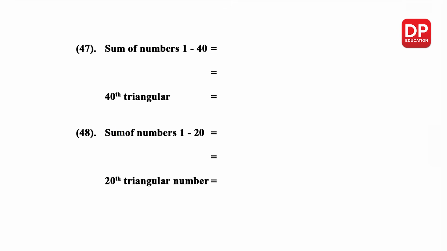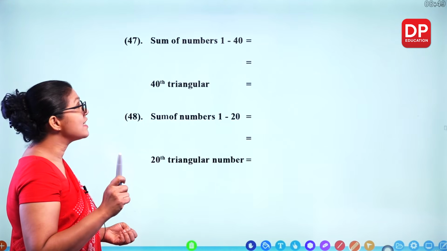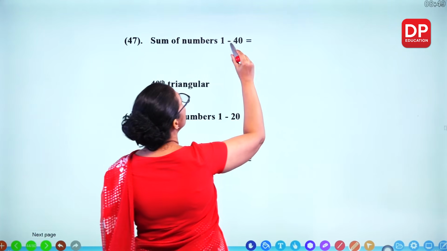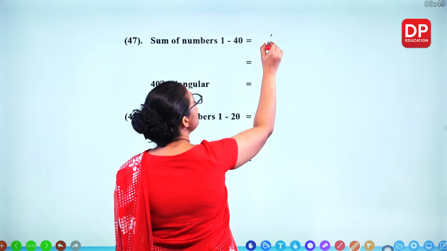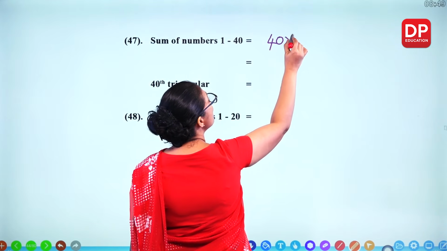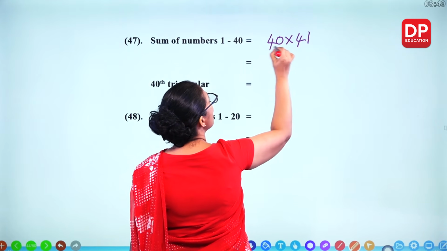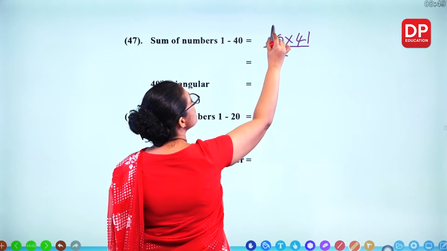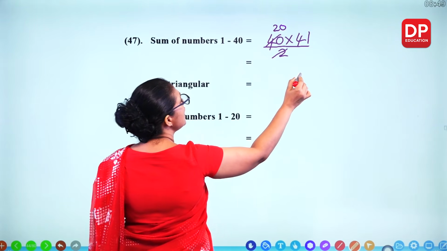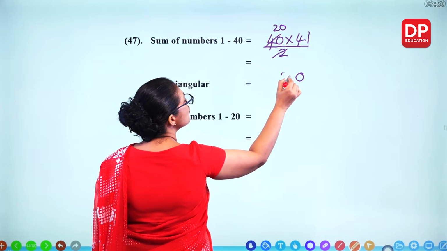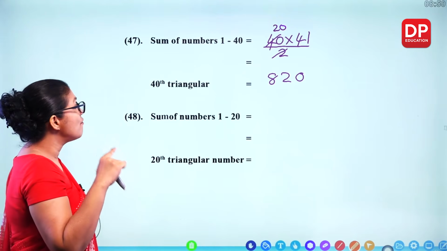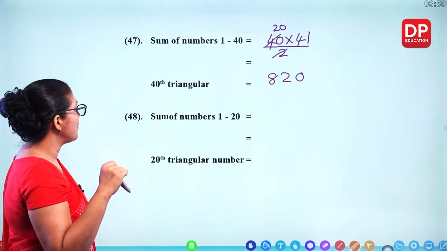Now look at the sum of numbers 1 to 40. That means the 40th triangular number. So we can say 1 to 40. What's the pattern we found? 40 into 41 divided by 2. So you get 20 times 41, which is 820, 2 times 1, 2, 2 times 4, 8. 820 is the 40th triangular number.